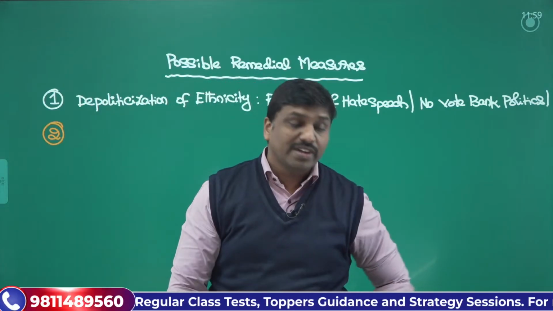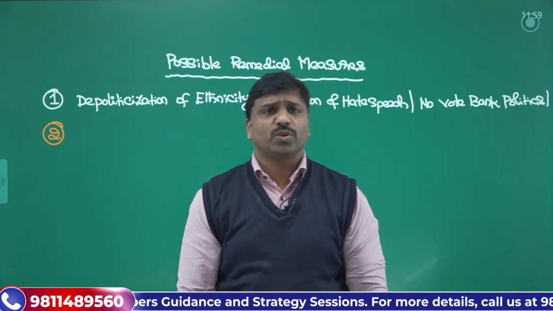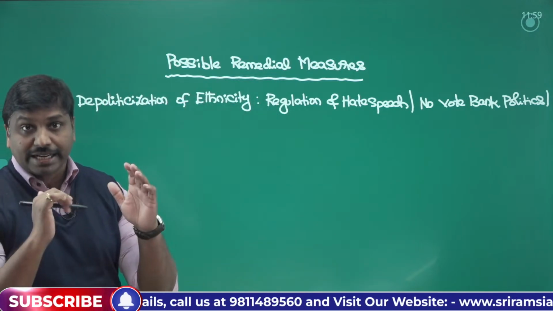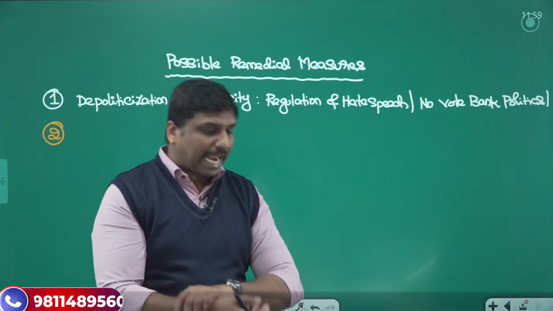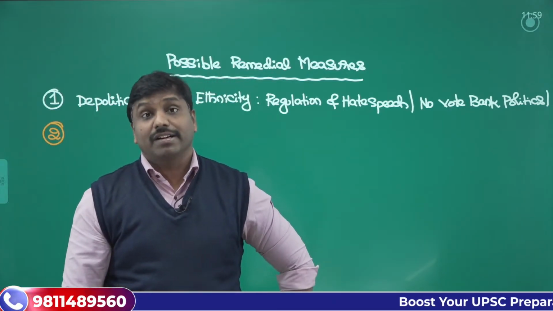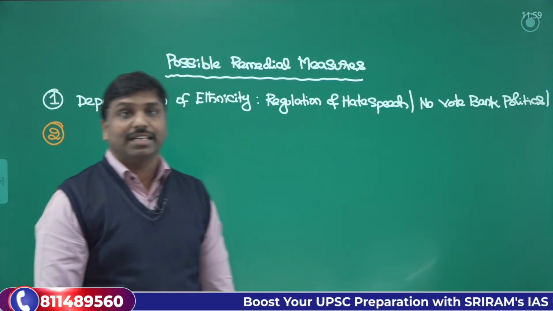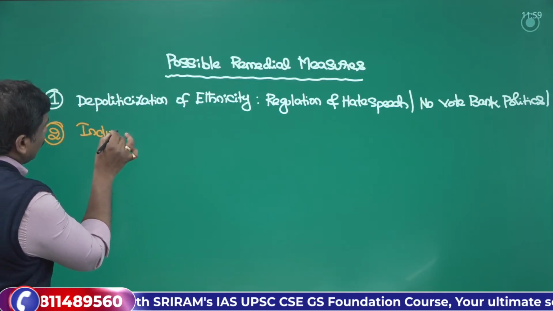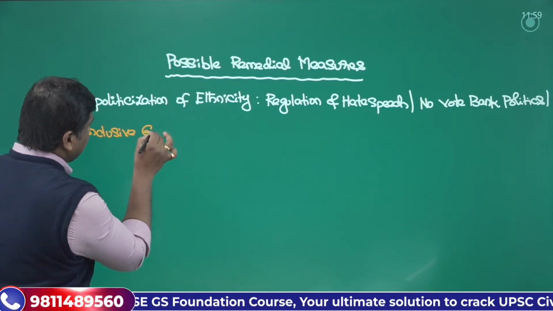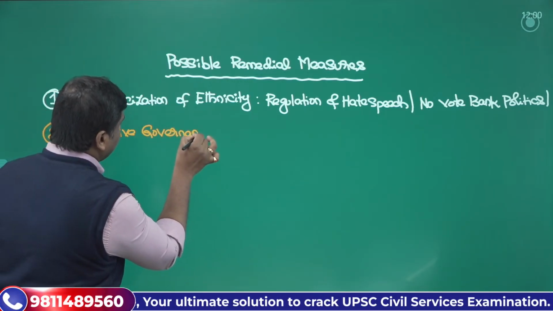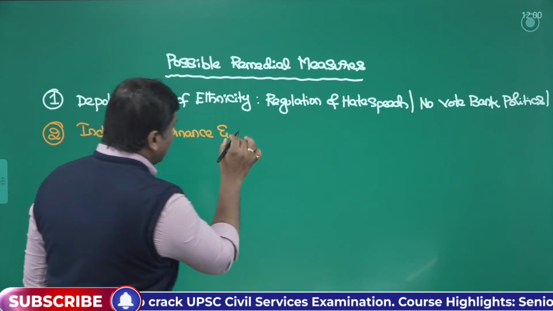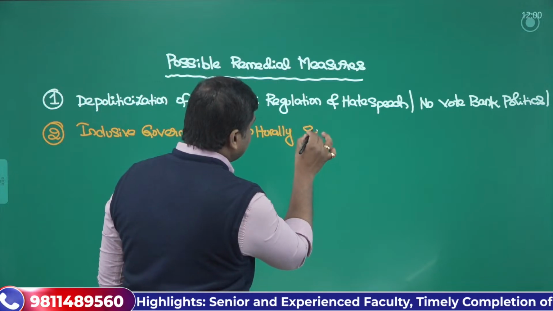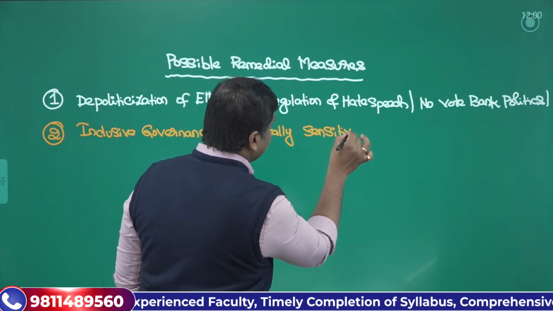Right, friends? Furthermore, there were so many socio-economic disparities and regional disparities. For that, the best we can do is to formulate inclusive governance and culturally sensitive policy making. That is another important aspect. With respect to governance, we can do inclusive governance policies. Inclusive governance and culturally sensitive policy making we have to adopt.